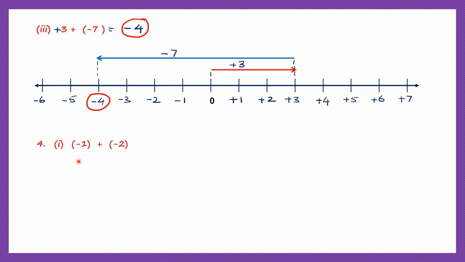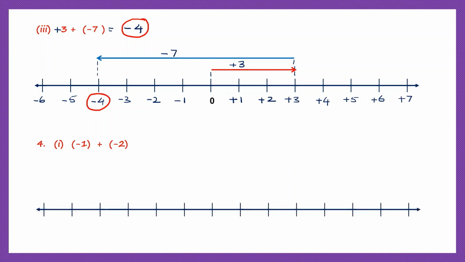Question 4, first one, minus 1 plus minus 2. So first step, draw the number line and then let's start writing our numbers. Now we have our positive numbers and negative numbers. Let's begin. Now the first integer is minus 1. So from 0, we're going to go up to minus 1. That's the first step. So let's start from 0 up to minus 1. So we've got that. So this is minus 1.